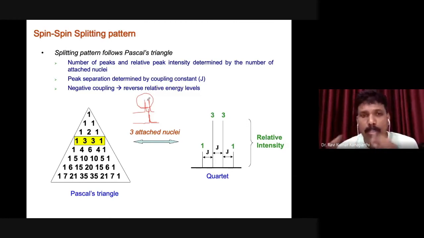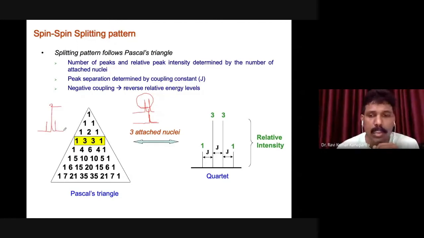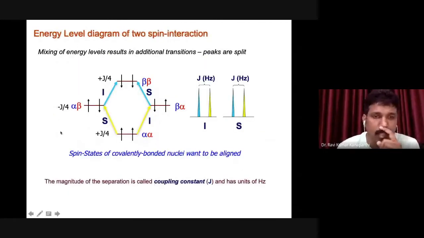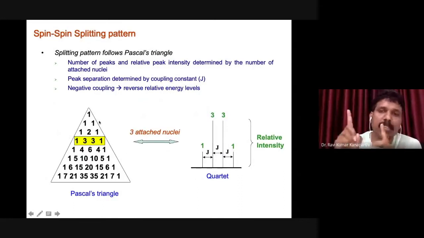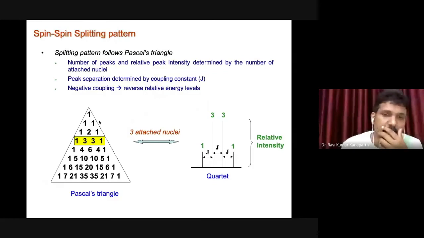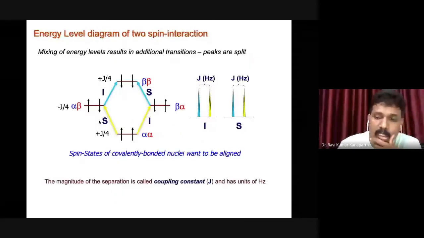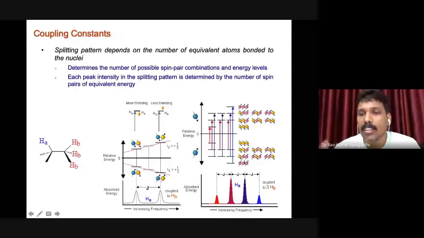Suppose we have two nuclei. In that case, what we see is a triplet. The triplet intensity ratio is 1:2:1 according to the Pascal triangle. So the peak intensities we can easily understand in terms of the Pascal triangle. Why is the intensity split in such a way? It is all because of the arrangement.